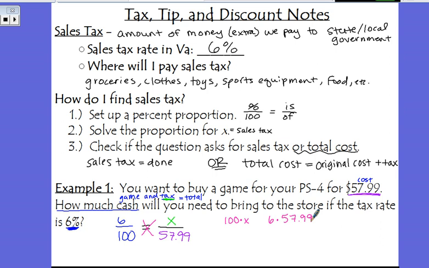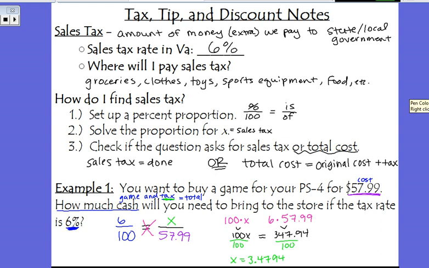So 100 times x is going to get us 100x, and then 6 times 57.99 gets us 347.94. We set those equal to each other, and then we solve by dividing both sides by 100. So I divide by 100, and I get x equals 3.4794.